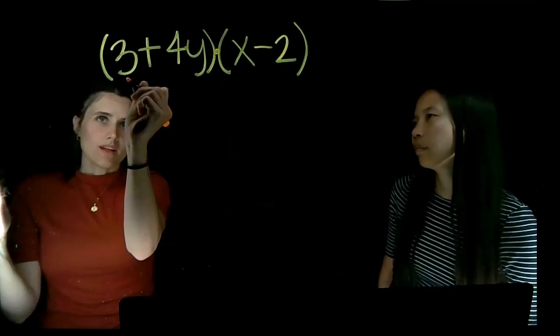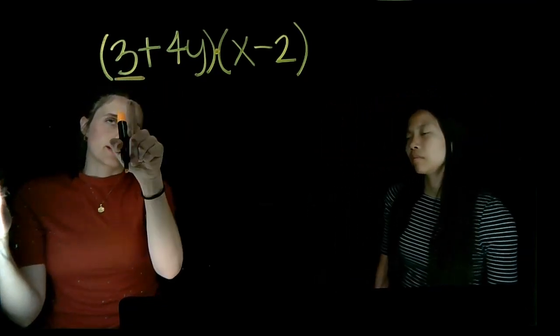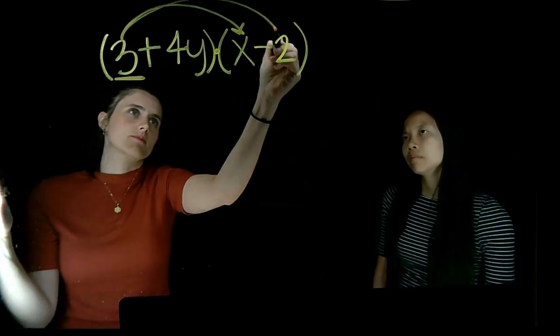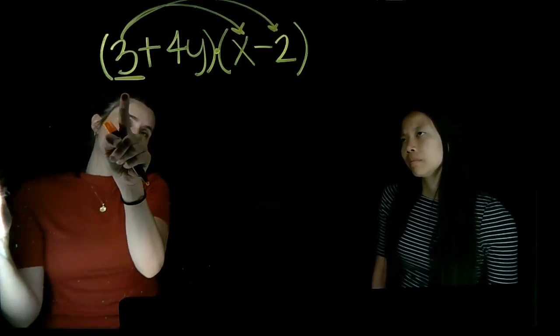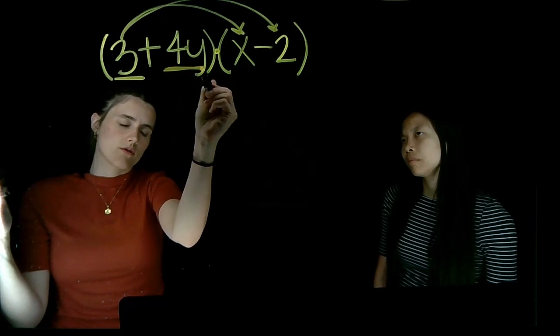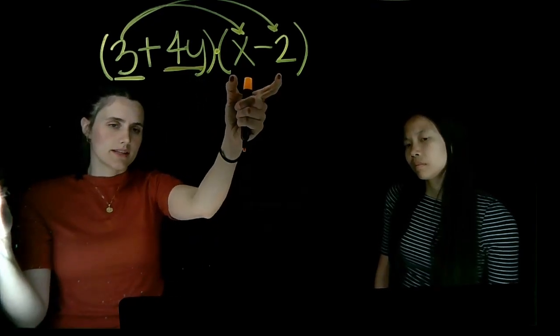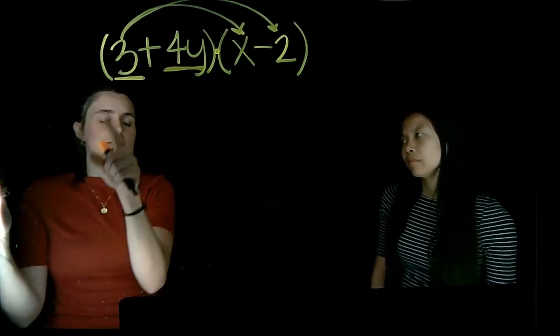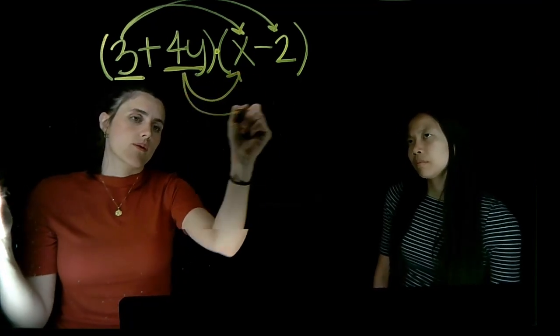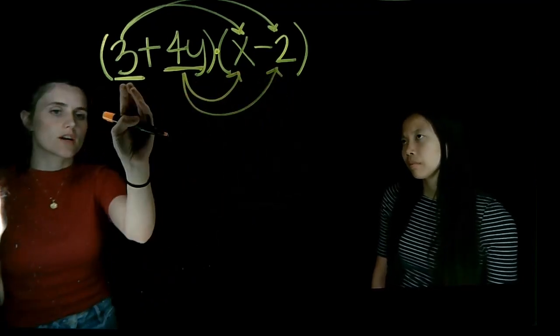So we can take this 3, and we'll start with just this 3. We can say that 3 is being multiplied by x, and 3 is being multiplied by negative 2. But not only is 3 being multiplied by both these terms, but this 4y is also being multiplied by the x and the minus 2. So that's when we do the distributive property for the second time, and we'll do 4y times x and 4y times negative 2.